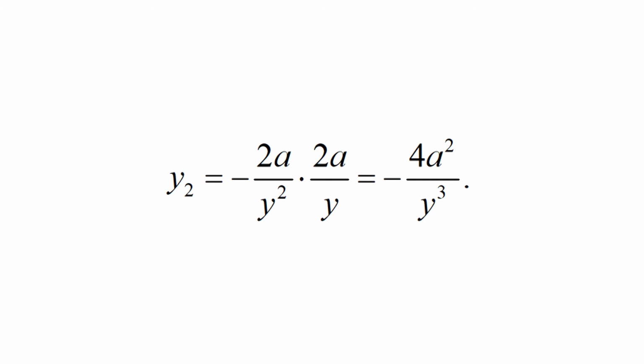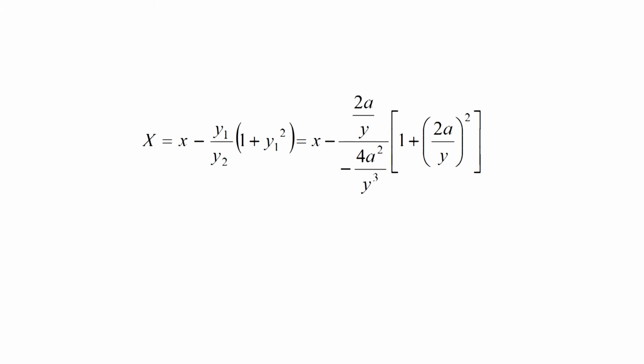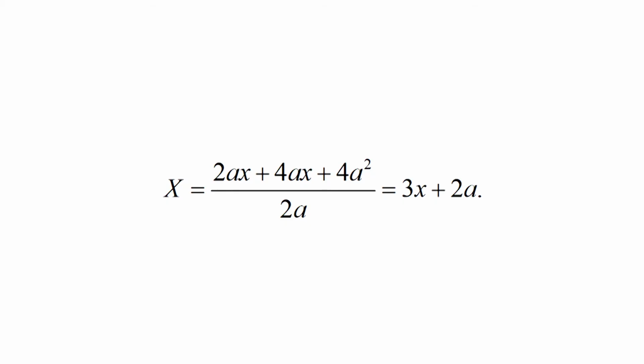Hence, X = x - (y1/y2)(1 + y1²) = x - (2a/y)/(-4a²/y³) · (1 + (2a/y)²), which is equal to x + (y² + 4a²)/(2a). Again, since y² = 4ax, the above gives X = 2ax + 4ax + 4a²)/(2a), which is equal to 3x + 2a. We call it equation number 1.